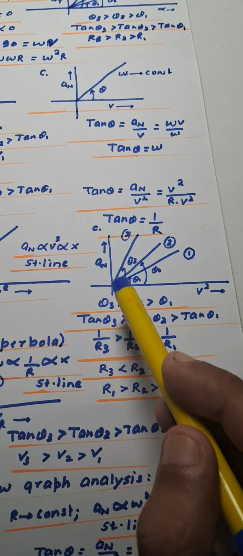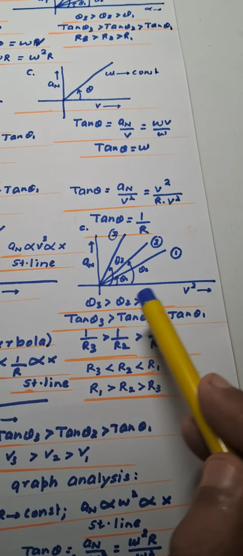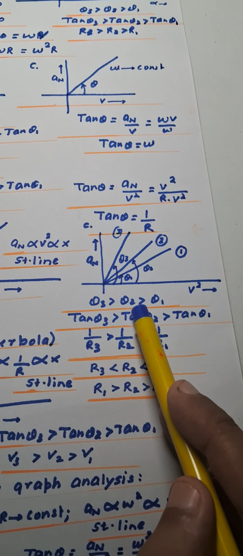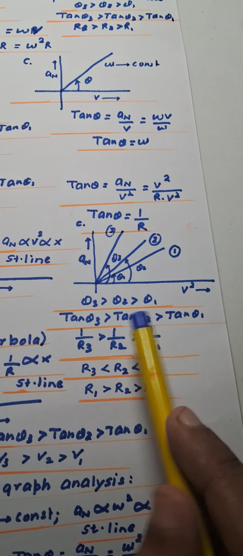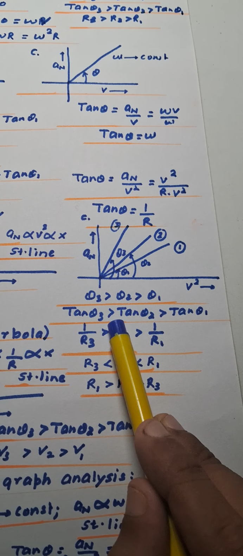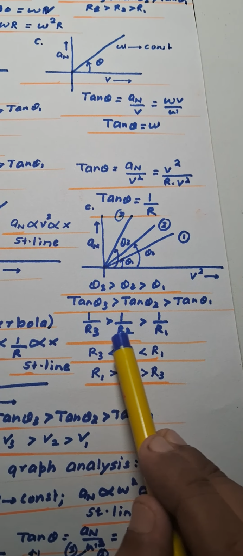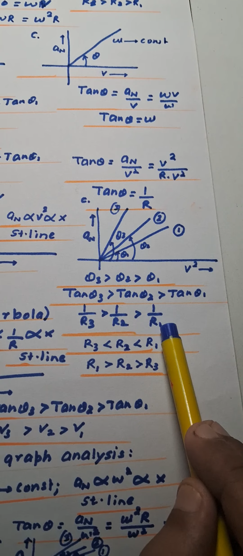And in the next case, if we observe the a_n versus v square graph for three different cases, we can see that theta 3 is greater than theta 2 is greater than theta 1. That means tan theta 3 is greater than tan theta 2 is greater than tan theta 1. That means 1 by r3 is greater than 1 by r2 greater than 1 by r1.